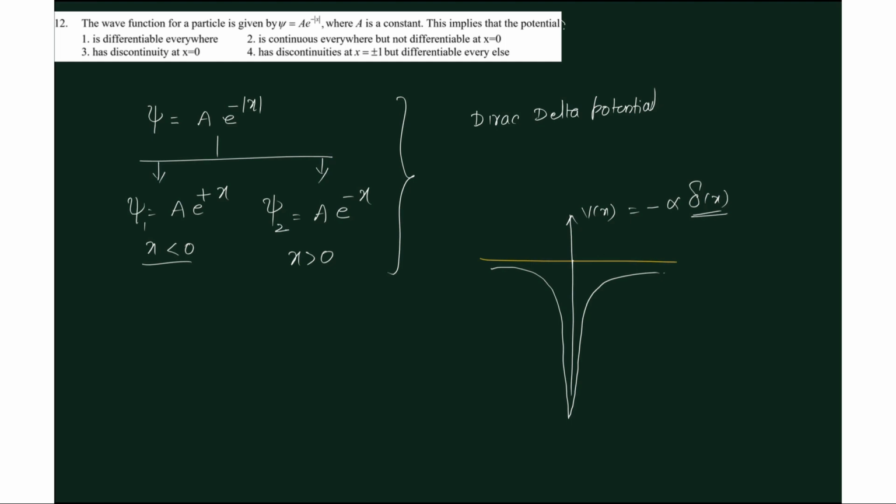So what are the properties of this Dirac delta potential? It's continuous everywhere, but it is not differentiable at x equal to 0, because at x equal to 0 a sudden change is there. Whenever you have a sudden change at a particular point, the first derivative is discontinuous. The potential is continuous everywhere, but it is not differentiable. The reason is dou psi by dou x is discontinuous. That's it. So the answer is 2.